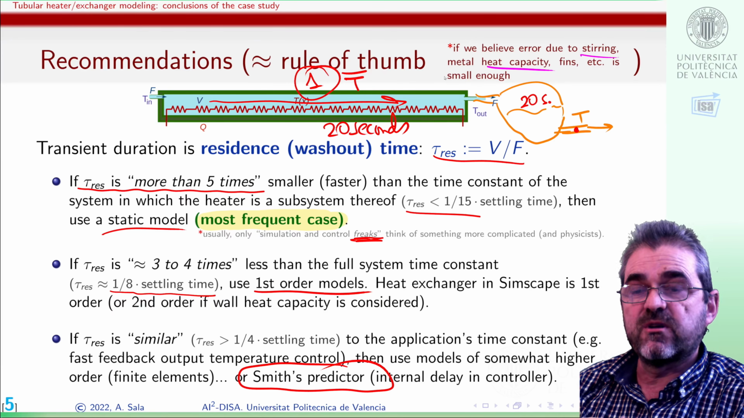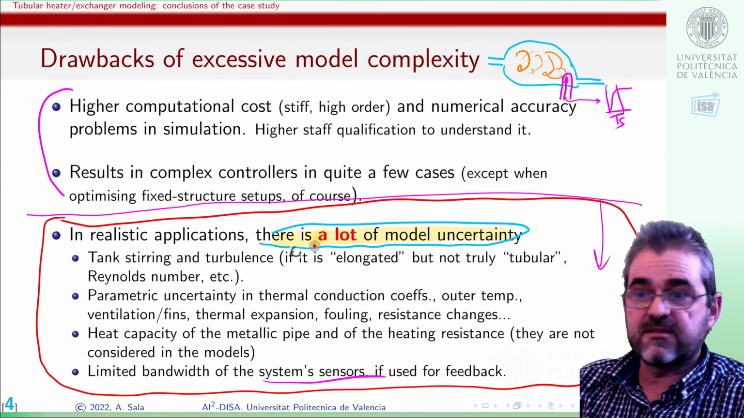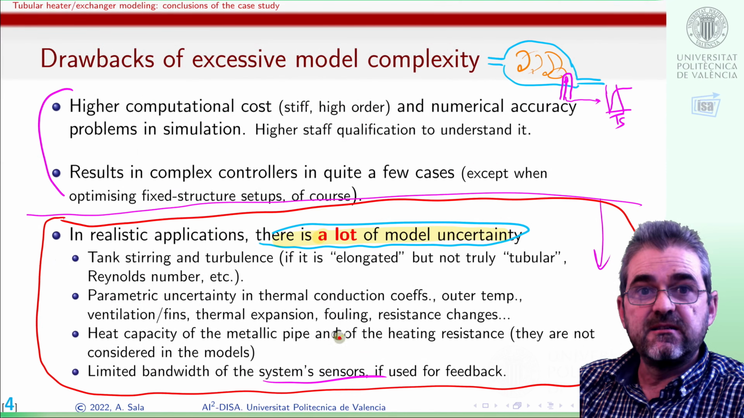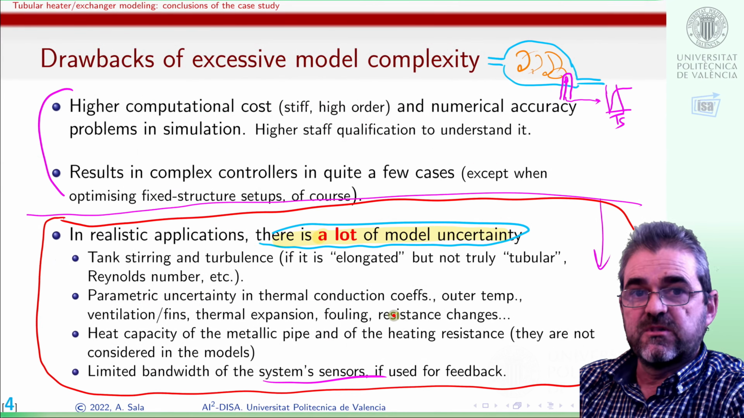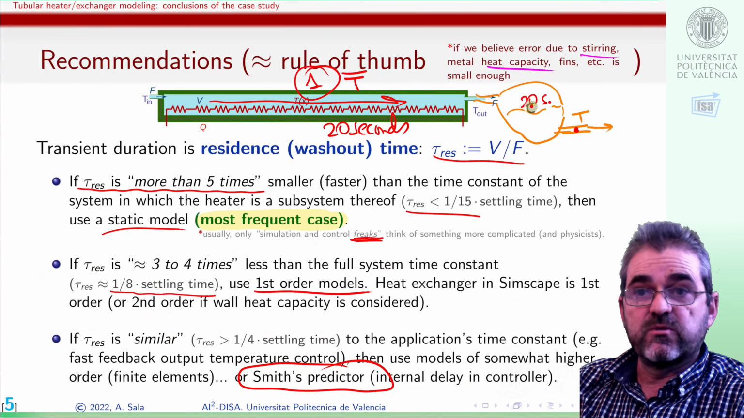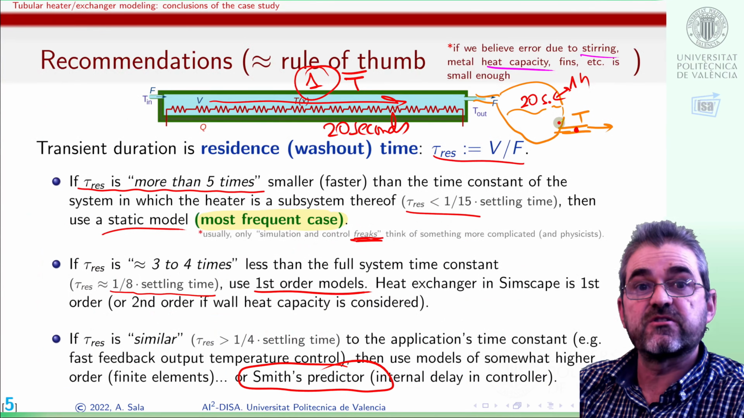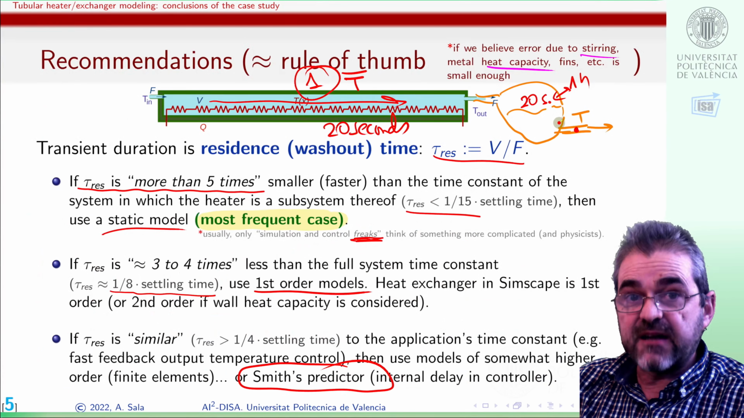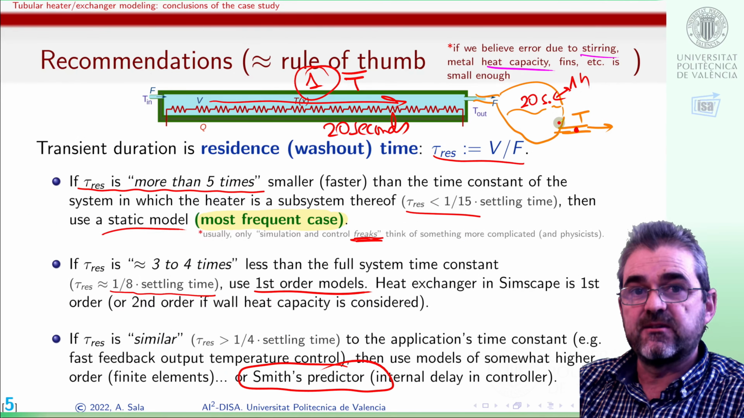But what we need to understand is that complicating the number of finite element accuracy of this tubular heat exchanger model will not improve anything regarding this unmodeled dynamics and parametric uncertainty and sensor bandwidth issues. So considering this and the actual bandwidth from seconds to hours of my target applications, we need to be smart enough to provide the right model complexity for each use case.